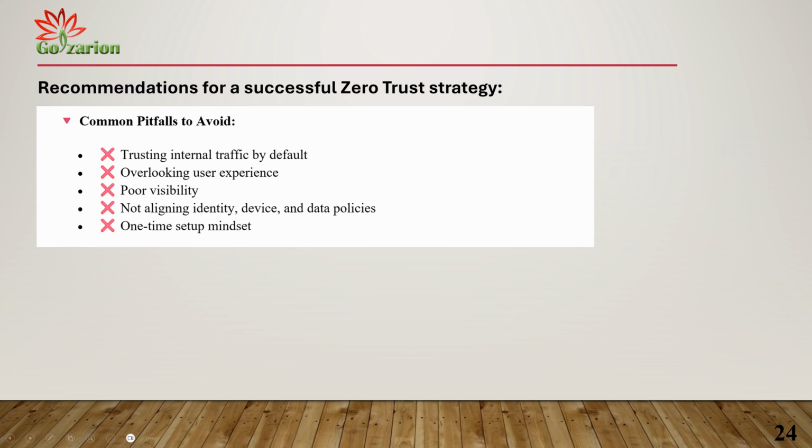Things to avoid. Trusting internal traffic by default. Always verify, even inside the network. Overlooking user experience. Too many restrictions can hinder productivity and sometimes persuade users to ignore security. Poor visibility. Failing to monitor access and activity across all layers. Not aligning identity, device, and data policies. One-time setup mindset. Zero Trust is a continuing journey, not a checkbox.